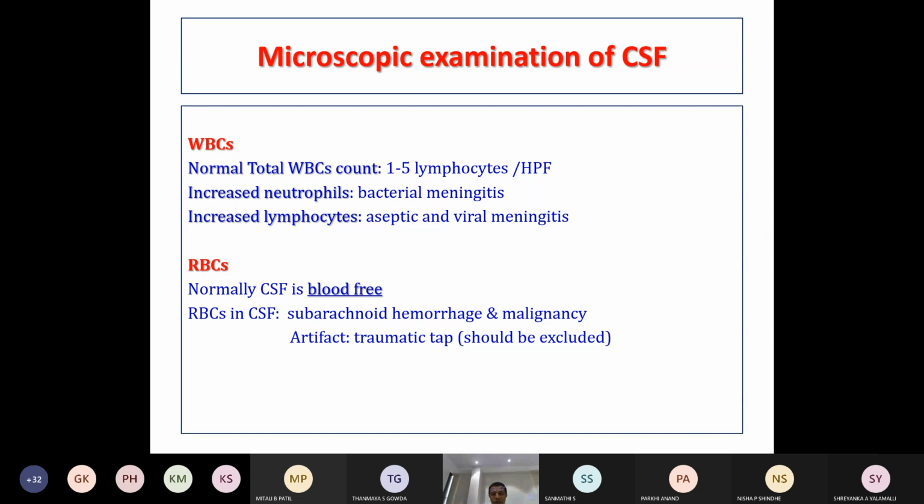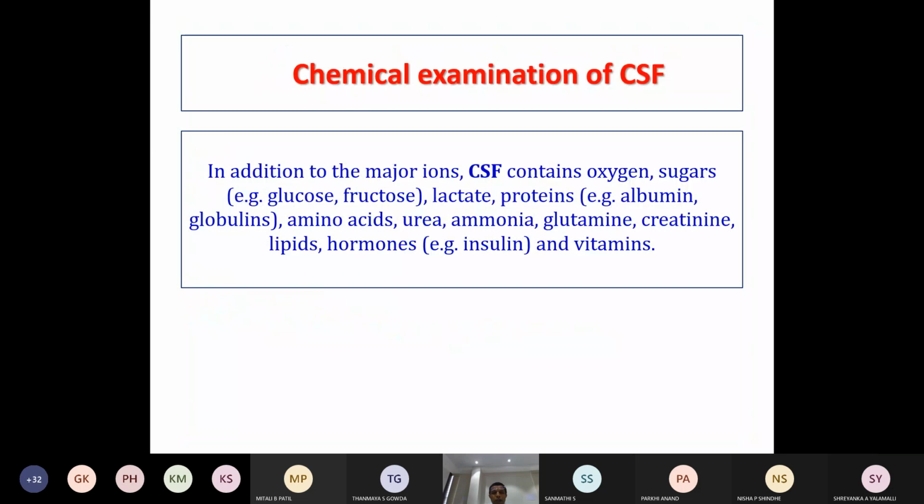RBCs in CSF, from hemorrhages and malignancy, will be excluded in the chemical examination of CSF. In addition to the major ions, CSF contains other components: oxygen, sugars, glucose, fructose, lactate, proteins, amino acids, urea, ammonia. Enzymes are also present, along with vitamins, hormones, lipids, and some other parameters.